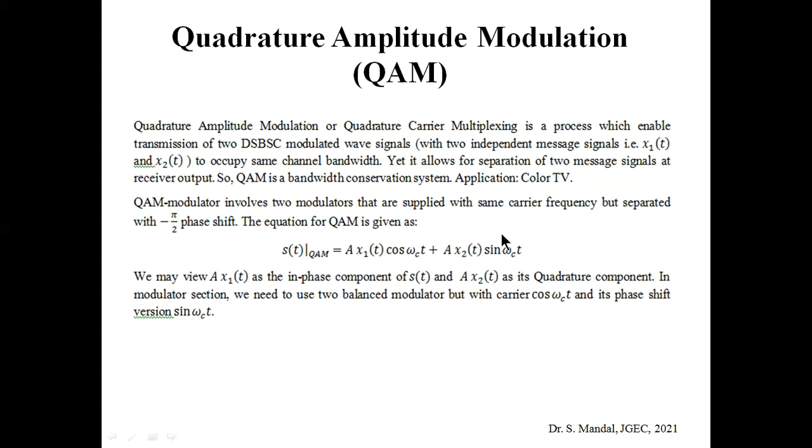As there is a phase difference of minus pi by 2 between the two carriers, the term quadrature is used. So this is quadrature amplitude modulation. If you want to design a QAM modulator, obviously we need to use two modulators, and we need to use a phase shifter. The purpose of the phase shifter is to generate sin omega_c t from cos omega_c t.